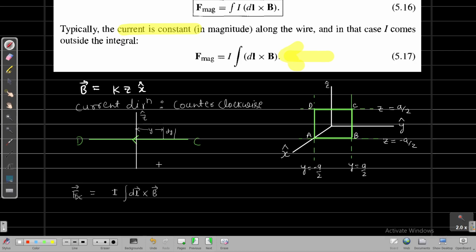The problem is very easy. If you use the right hand rule, you can guess the answer. You can come to the answer if you only use the right hand rule. But for the sake of calculation, for the sake of understanding mathematically, that will be our deciding factor for the limit of integration.